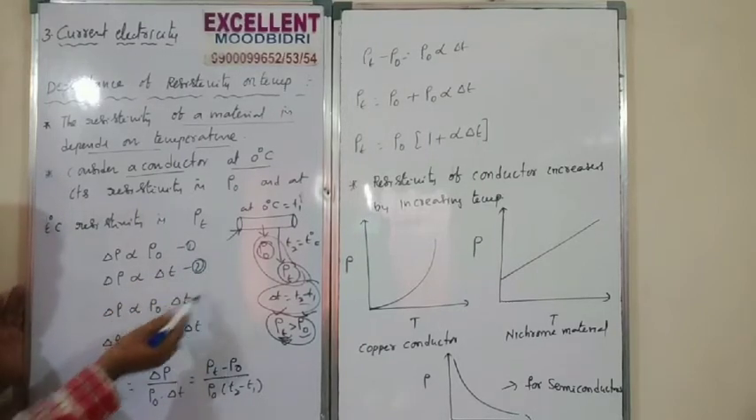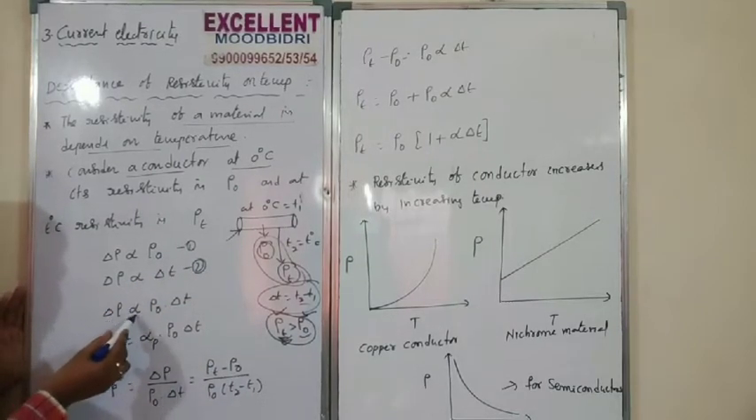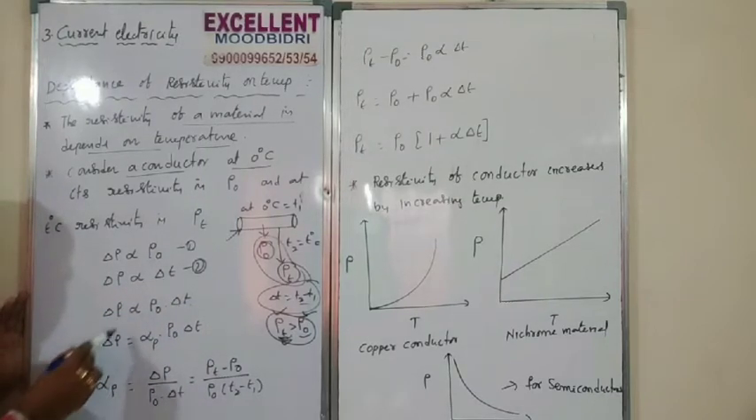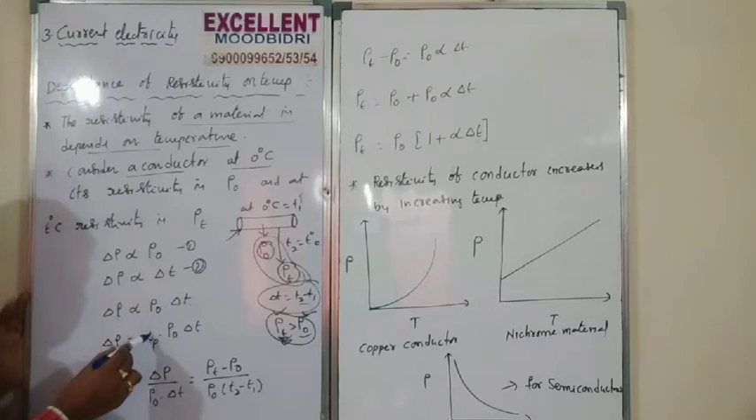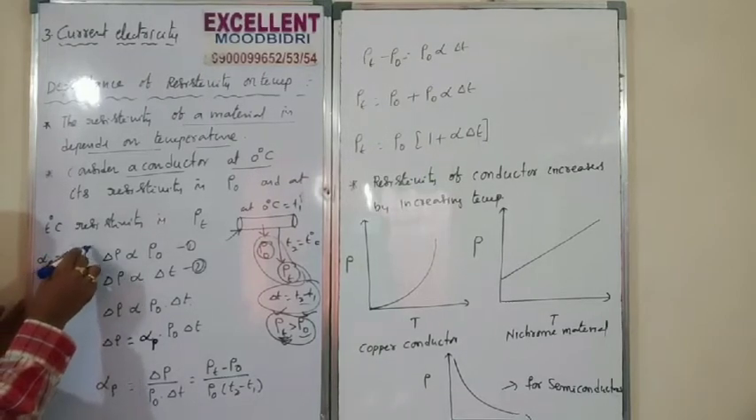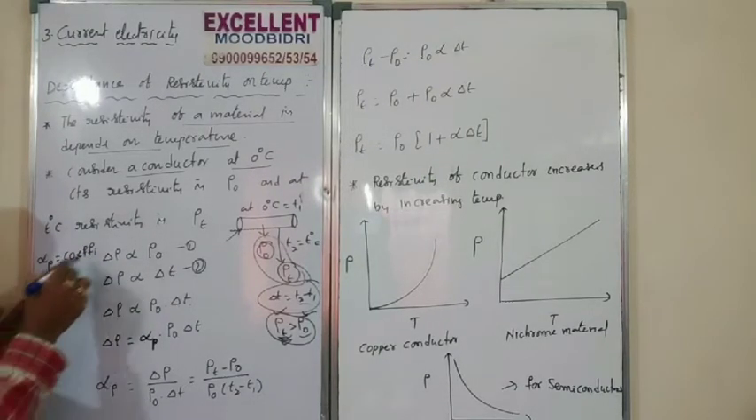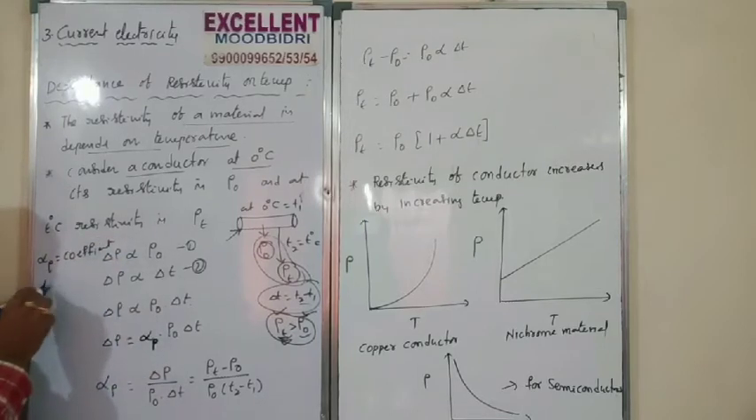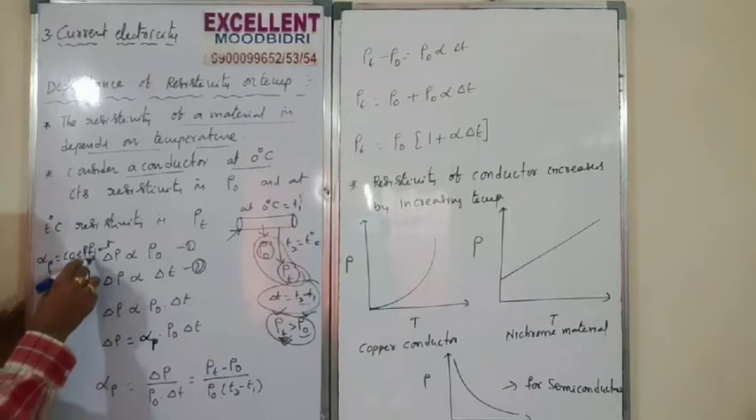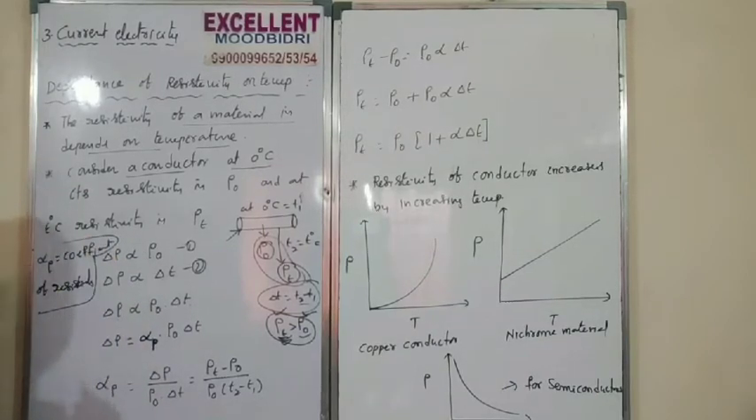So from equation 1 and 2, what can we add here? Delta rho is proportional to rho naught into delta T. A proportional constant we will consider as alpha rho, where alpha rho is equal to the coefficient of resistivity. What is that? Alpha rho means coefficient of resistivity. They will ask a question like, find the coefficient of resistivity.